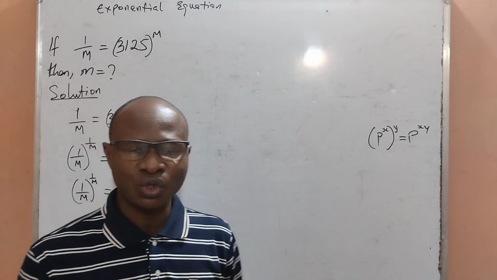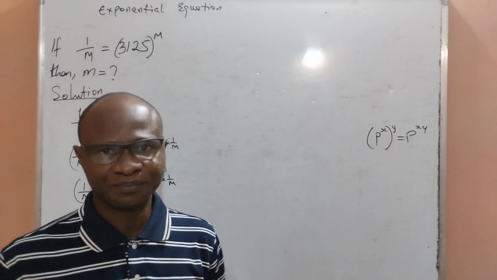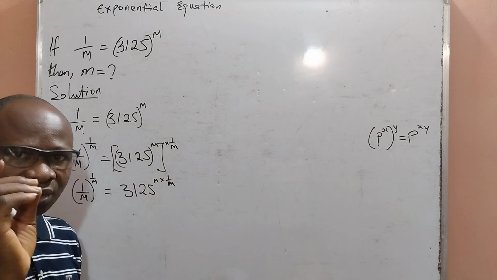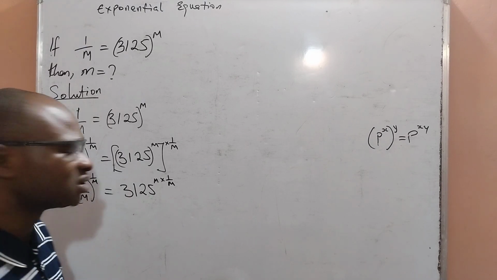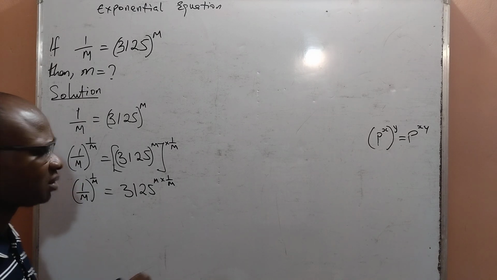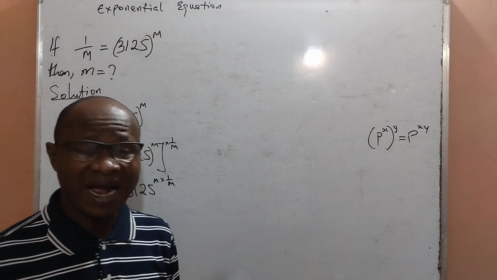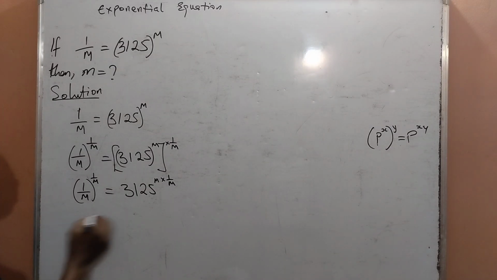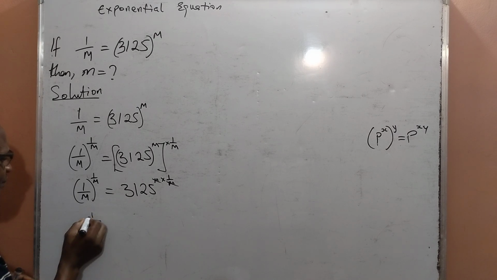What I have done is to raise both sides to power 1 over n. In other words, multiplying the exponents by 1 all over n, because here has power 1 and here has power n. So both sides of the exponents are multiplied by 1 over n. Beautiful.